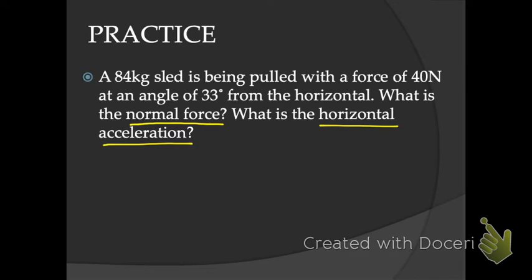So let's start with our diagram here. Our diagrams look pretty similar, right? We've got always gravity. We've got an applied force here at an angle, so 40 newtons at 33 degrees. And then we've got a normal force because it's still on the surface, on the ground. It doesn't include anything about friction yet. We'll get to that, but not yet.